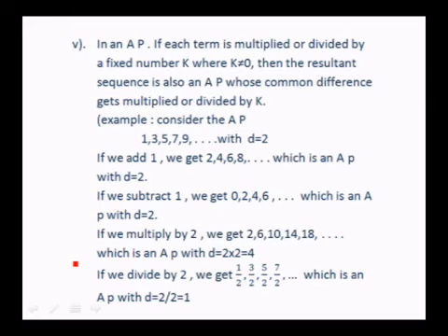If we divide by 2, we get 1/2, 3/2, 5/2, 7/2, etc., which is an AP with d equal to 2 by 2, because originally the common difference is 2. You have to divide by 2. So the common difference here is 1.